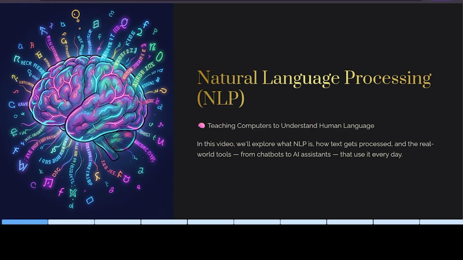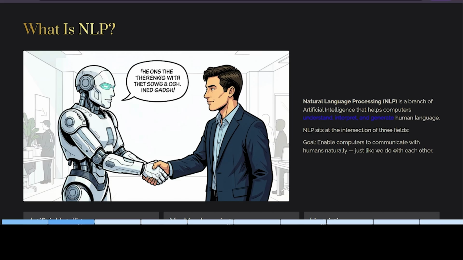Okay, next we are going to see what NLP is. I already gave a small introduction, and now I will explain what NLP is. First we will learn the basic definition. It is a branch of artificial intelligence that enables computers to understand, interpret, analyze, and even create human language. In simple words, NLP teaches computers to communicate with humans naturally.